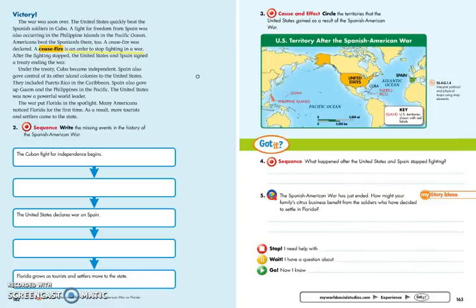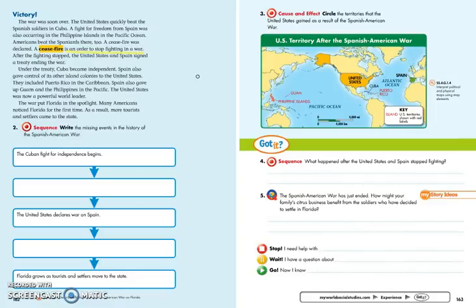So, question number 2, sequence. Write the missing events in the history of the Spanish-American War. You have 2 boxes that you need to fill in. Question number 3 on 163, cause and effect again. Circle the territories that the United States gained as a result of the Spanish-American War. That you'll find on the answers for page 162 under the subheading of victory.